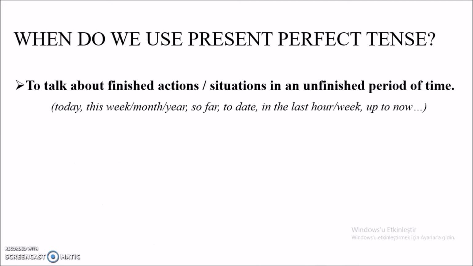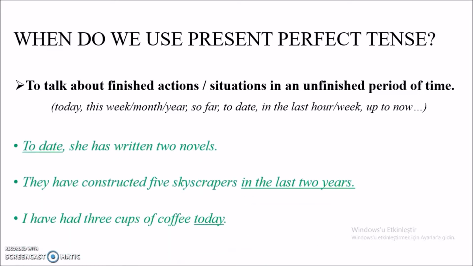This tense is used to talk about finished actions or situations in an unfinished period of time. Unfinished period of time is signaled by time expressions such as today, so far, in the last 2 weeks, or up to now. In the sentence, to date, she has written 2 novels, we are emphasizing the completed action, written 2 novels, but the time expression to date shows us that these actions happened in an unfinished period of time.